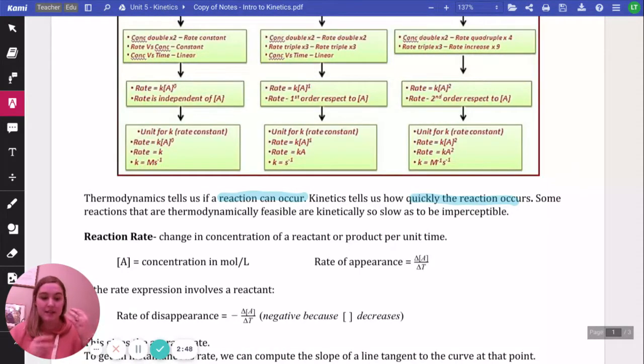Same thing with diamonds. Diamonds degrade over time, but it's such a slow reaction that we don't ever see it really happen. So we don't think that they are reacting, but they are.